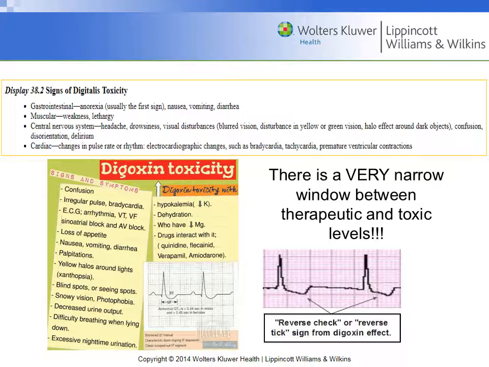There is a very narrow window between therapeutic and toxic levels, so you have to be aware of these things and you have to teach your patient about them. So make sure that you study this slide in depth and know what to look for.